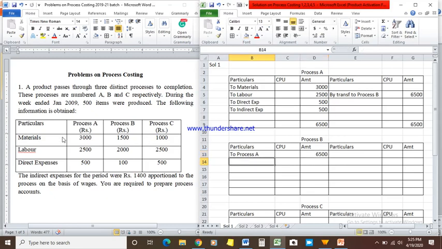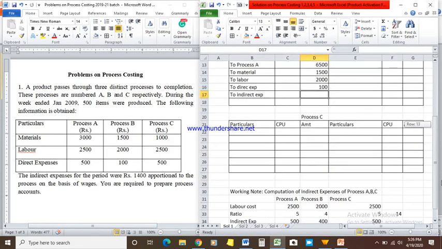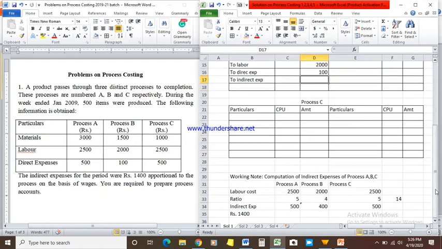Now in case of process B, again what all things we have spent: material, labor, direct expenses and indirect expenses. So again I'll write here to material 1500, to labor 2000, to direct expense 100, to indirect expense. So the indirect expense in this case is 400.